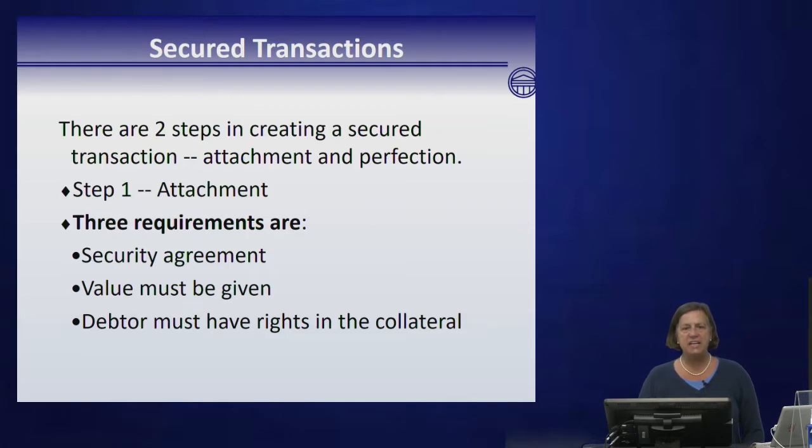So an attachment actually creates a security interest. To have attachment, you must have 3 things. Do you need to know all 3 things? And the answer is yes. There must be a security agreement, value must be given, and the debtor must have rights in the collateral.